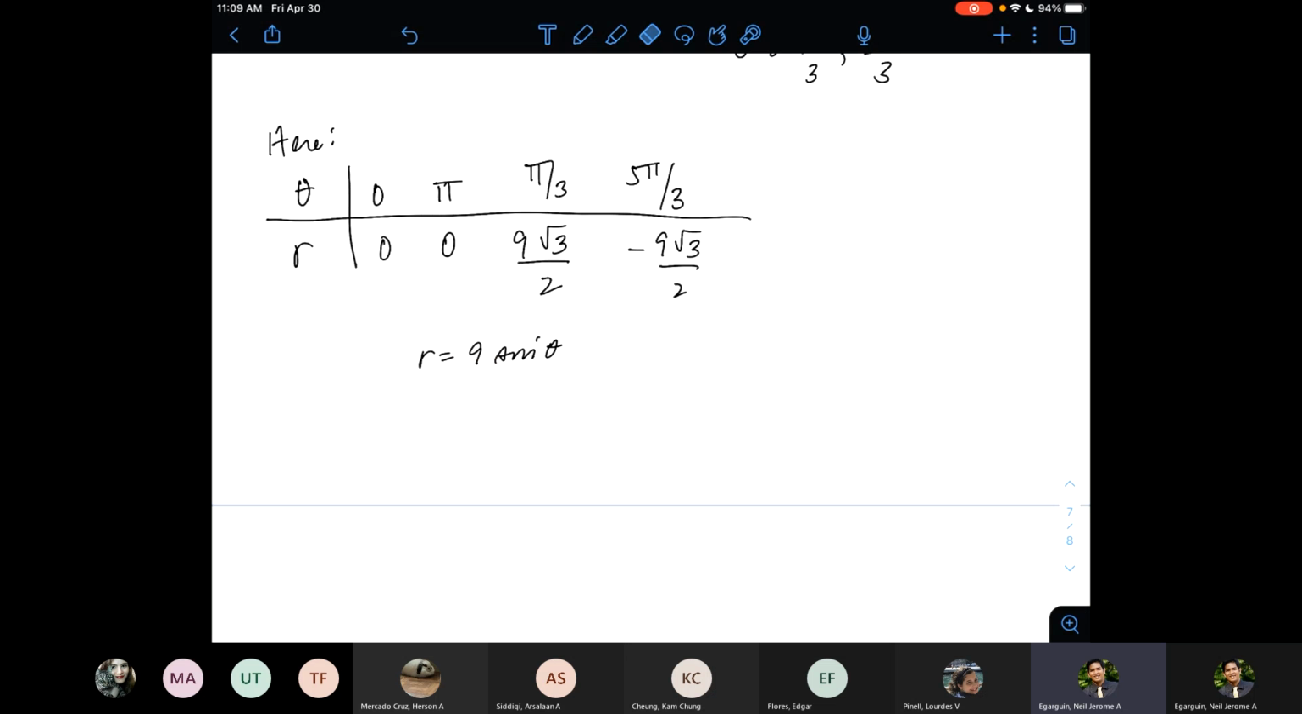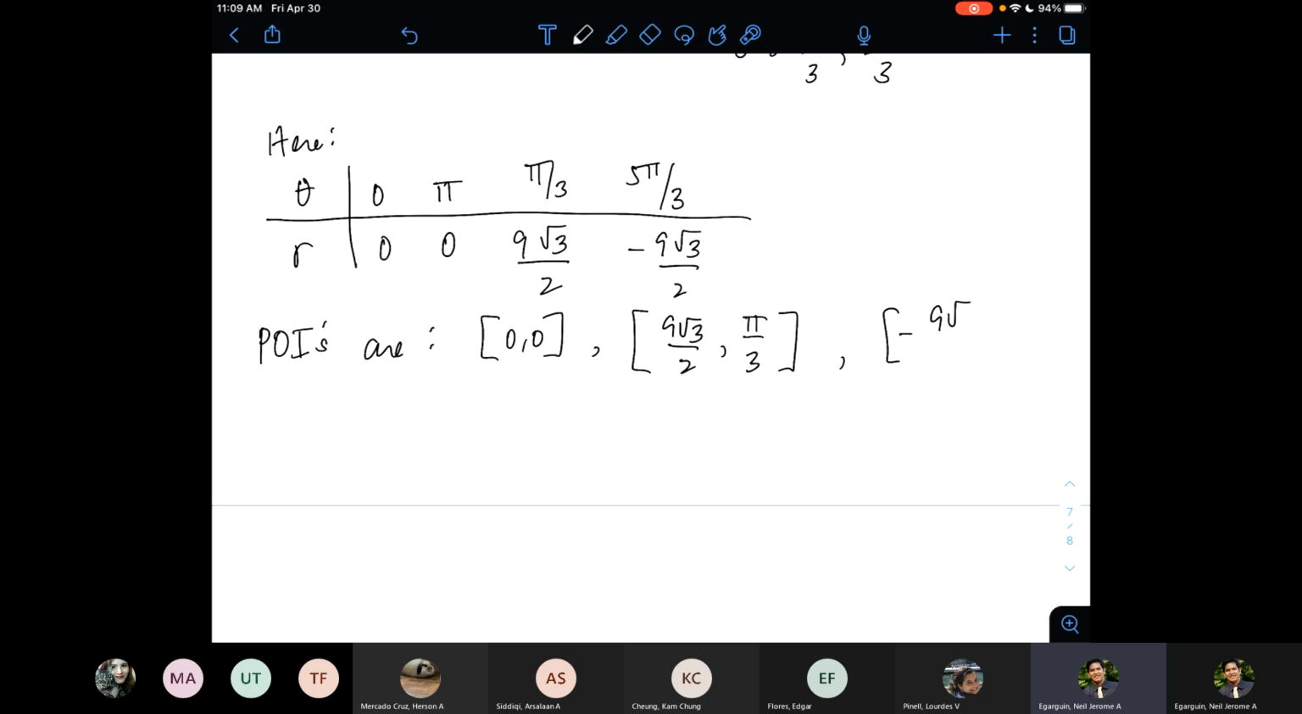So here we have the points of intersection. So POIs are the pole 0, 0. Now I'm using square brackets because these points are given in polar coordinates. And then it happened that these guys are the same point. So only one point of intersection for those two theta values. And then we have 9 root 3 over 2 at pi over 3. And we have negative 9 root 3 over 2 comma 5 pi over 3.